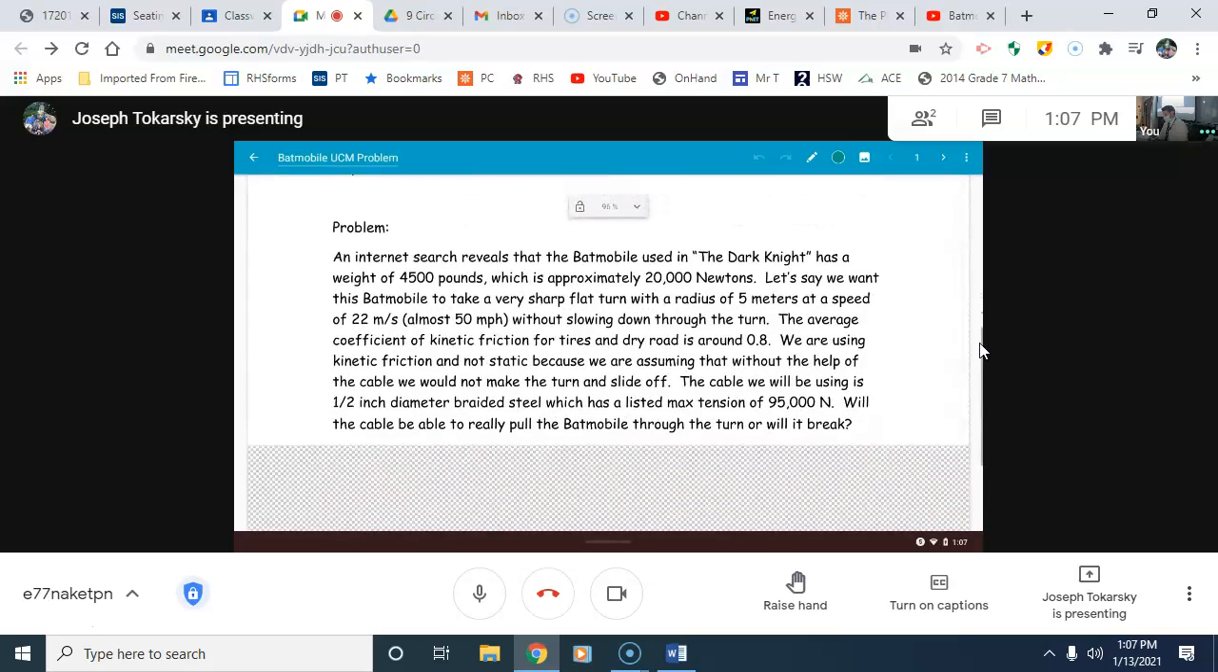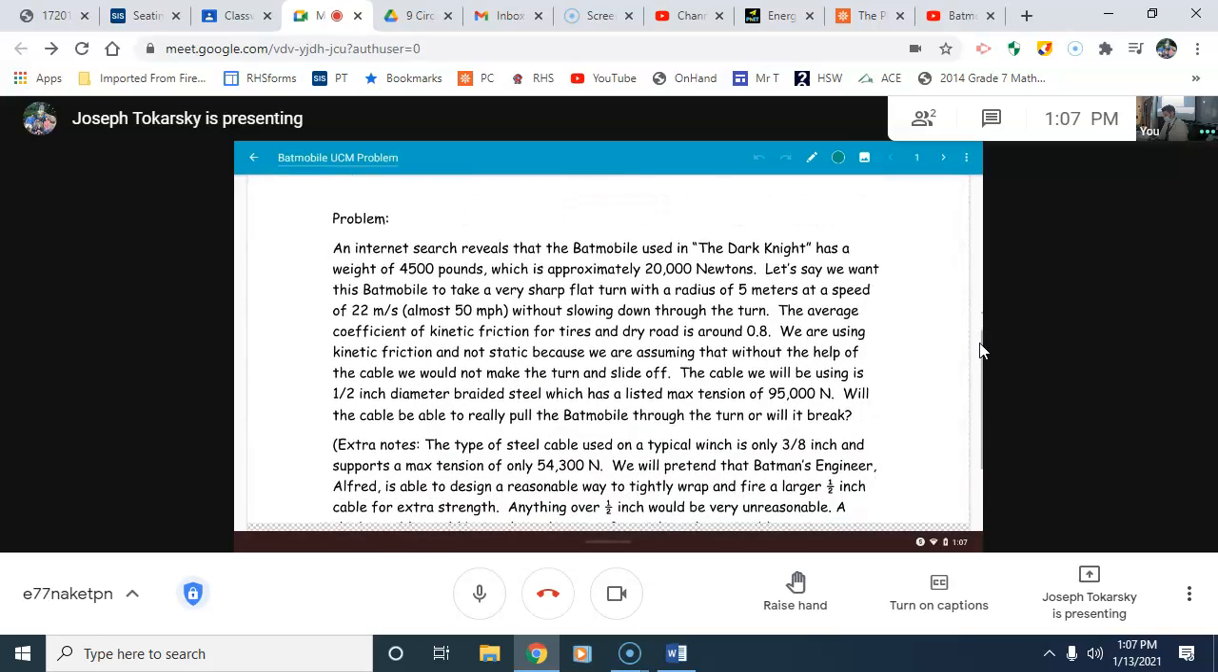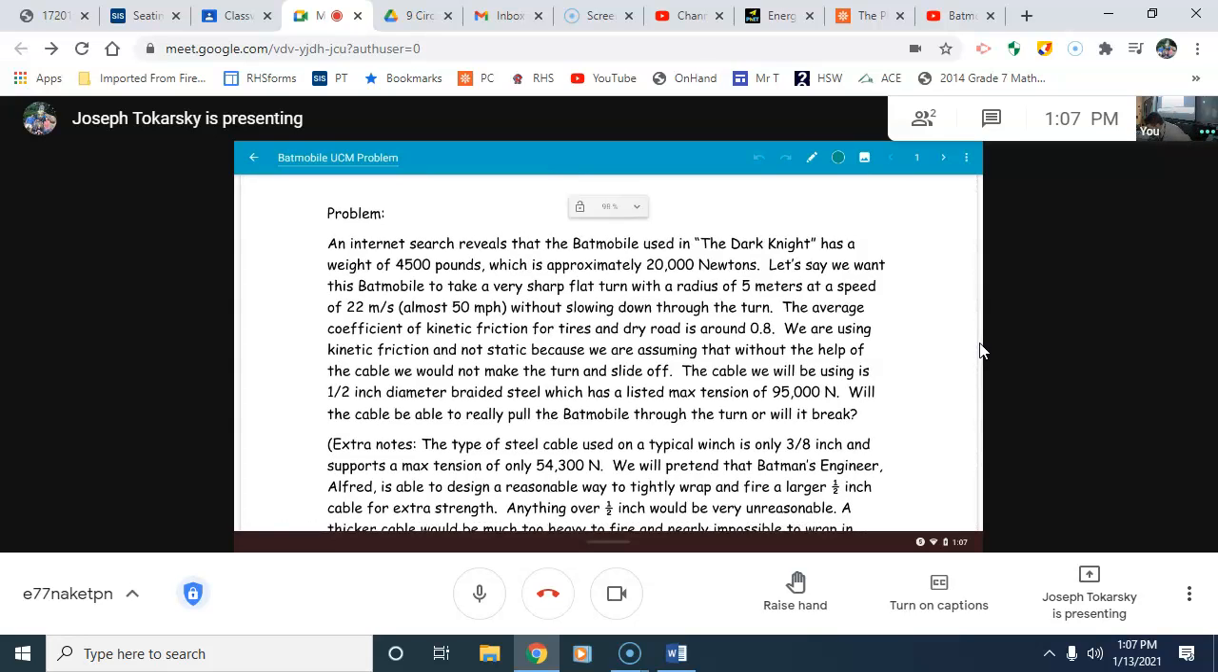And let me just read the problem to you and point out a few things. So, searching the internet, I found out that in one of the Batman movies, not necessarily that one in particular, the Batmobile they used in the real movie was about 4,500 pounds, which is approximately 20,000 newtons. So we know the weight of the Batmobile, okay? We're going to use that.